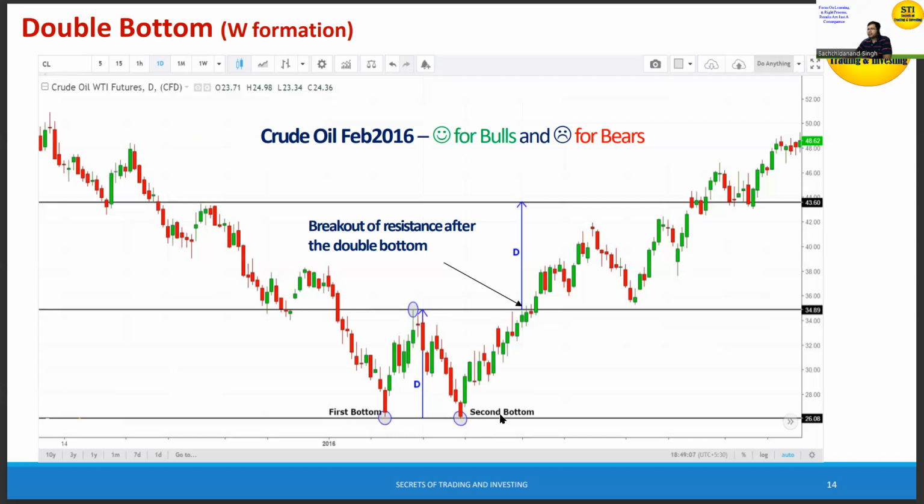Okay. And the line which is connecting the first bottom and second bottom is nothing but your resistance line. And the distance between the support line and the first resistance line, so if you look here, it took the resistance here and came down. So the distance between these two lines will be your D, that is the depth. And if we are taking the entry here, you can safely trade up to the first D, and it is a most favorable scenario.